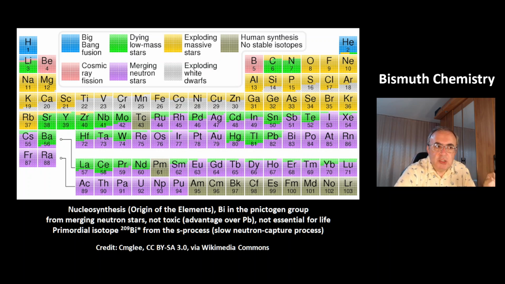Bismuth has one advantage over its neighbor in the periodic table, that's lead here. The advantage is it is not toxic. Bismuth is not essential for life. However, you can do several useful things with bismuth. And the primordial isotope 209 comes from the S process, which is a slow neutron capture process.